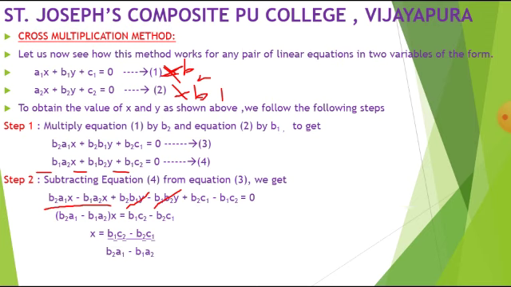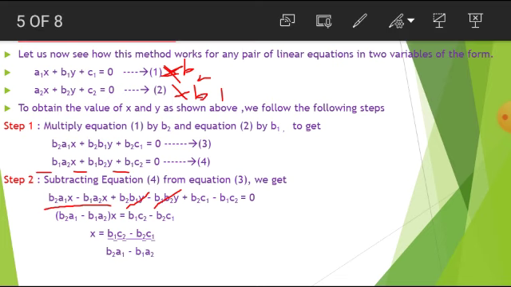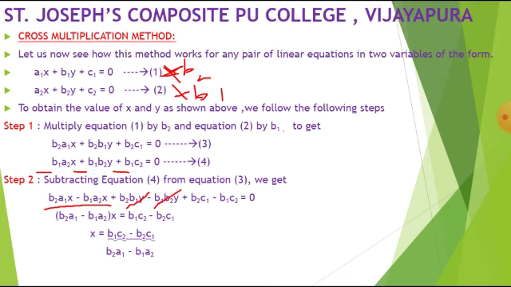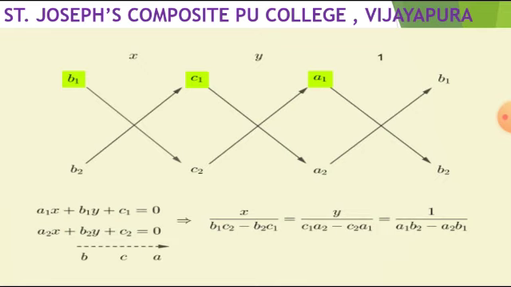In the same way, for equation 1 if you multiply by a2, and for equation 2 if you multiply by a1, and in the same method if we solve, we will get the formula for the y. Okay, this is nothing but solving a pair of linear equations by the cross multiplication method.